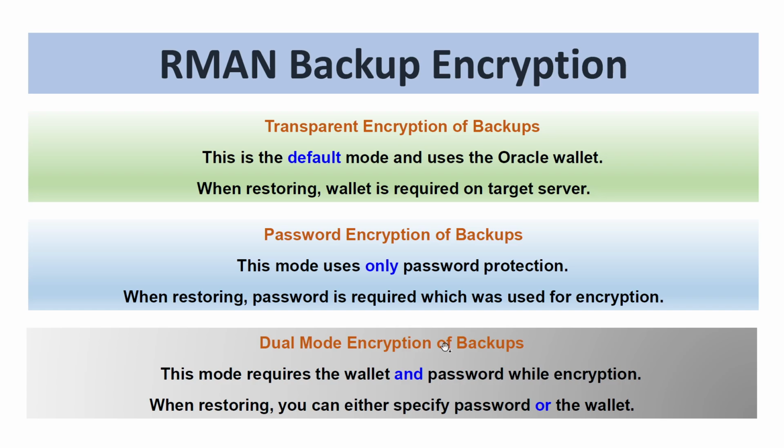Dual mode encryption is the mode where, when you take the backup, you need the wallet and the password. When restoring, you can specify either the password or the wallet. You don't need both. You can use either the password to decrypt the backup or the wallet to decrypt the backups. So dual mode allows you to restore the backups using either the wallet or password. But when you take the backup, both are required.